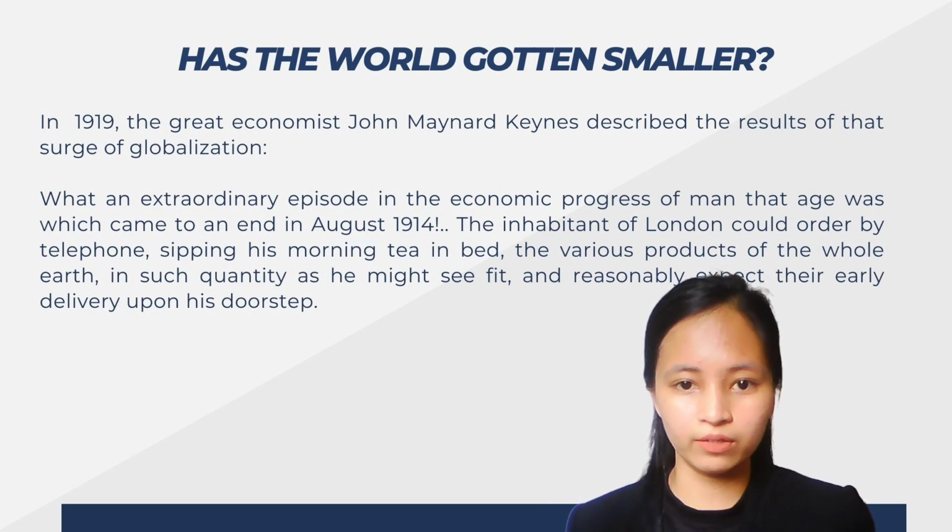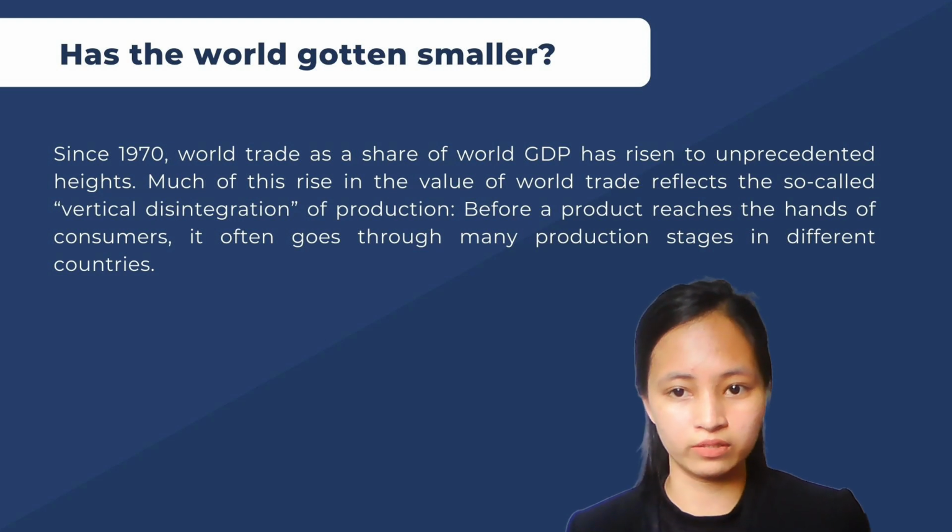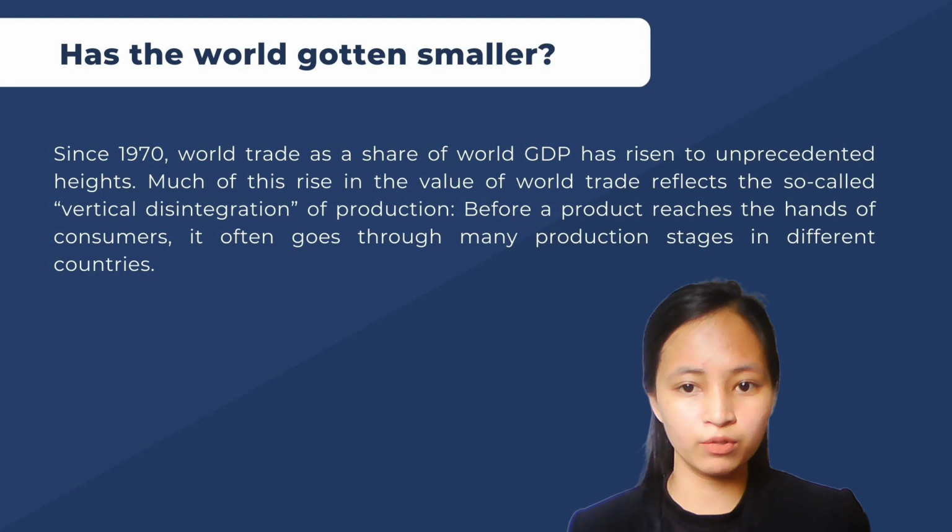Since 1970, world trade as a share of world GDP has risen to unprecedented heights. Much of this rise in the value of world trade reflects the so-called vertical disintegration of production. Before a product reaches the hands of consumers, it often goes through many production stages in different countries. Vertical disintegration is when the x-axis in the graph is called outside cost, which is buying raw materials, but when the company decides to provide their own raw materials, it is more costly within the organization.